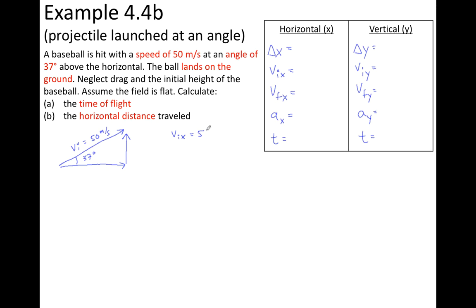To find the x component of a vector, I multiply the vector's magnitude times the cosine of the angle with the x-axis. So my x component of the initial velocity is going to work out to be 40 meters per second. That's a rounded value. The y component of the initial velocity can be found by taking the initial speed and multiplying that by the sine of the angle with the x. And again, as a rounded value, here we'll get 30 meters per second.